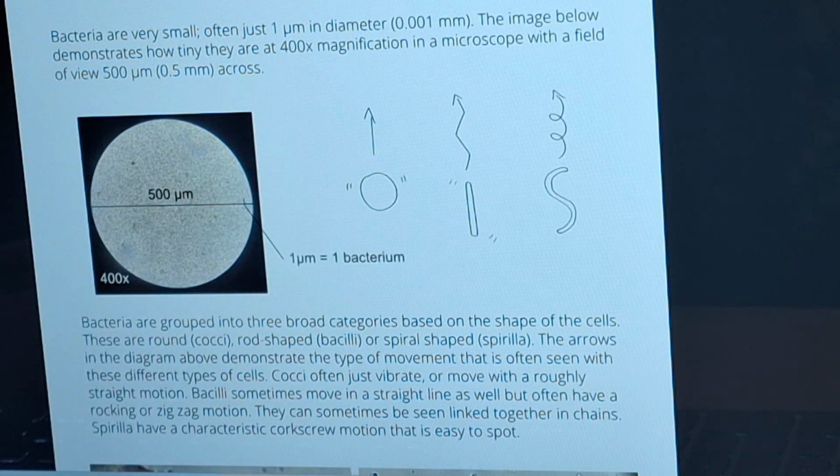The dots and the rods are going to be bacilli and cocci. So round are the cocci, and then the rod shape are the bacilli. And the spirilla is the third type. That'd be a sign of anaerobic conditions.